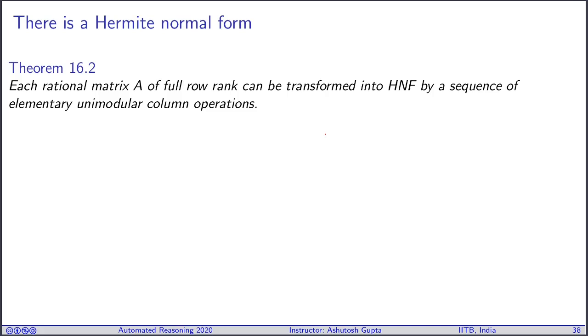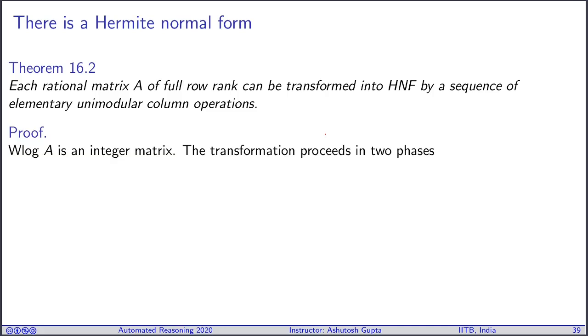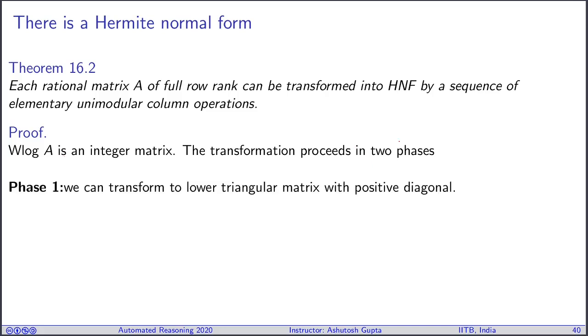To prove this theorem, I will simply present an algorithm. Without loss of generality, we assume A is an integral matrix. If A is not an integral matrix, we basically multiply every number by a constant, and you get an integral matrix. So that solves the problem. Okay. So our transformation proceeds in 2 phases. First, we turn our matrix into a lower triangular matrix, and then we bring the non-diagonal numbers within the range of 0 and the diagonal entries.